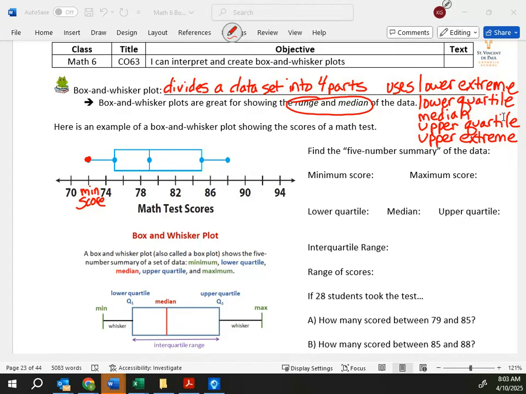We need to know nobody scored less than that. That is the first data point that we start with. So what is our minimum score? Sophie? So 70 would be over here. 74 would be right here. It's in between 70 and 74. What number is directly in between, Sophie? 72 would be in between. We are skip counting by 2s. So 72 is the lowest score somebody got on this test.